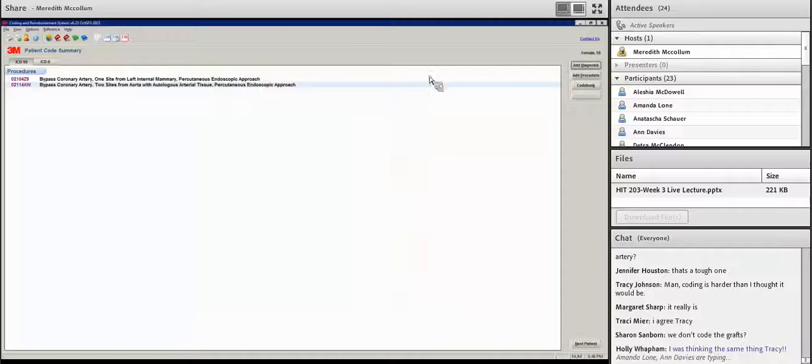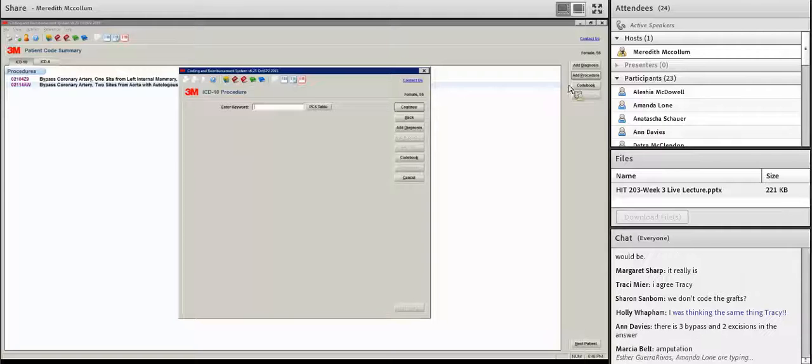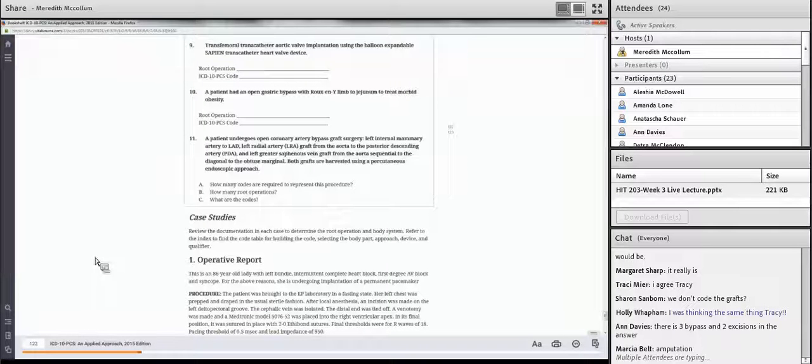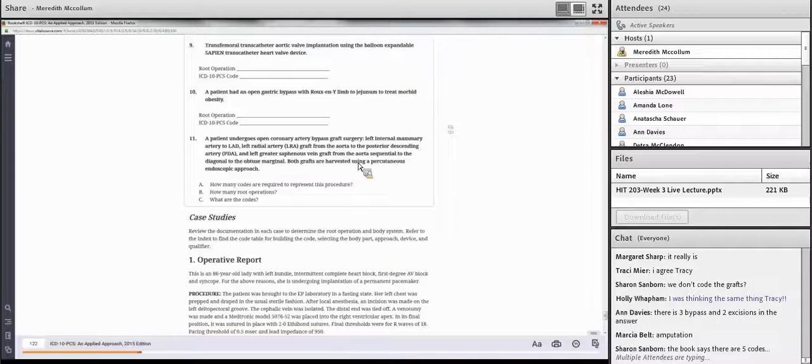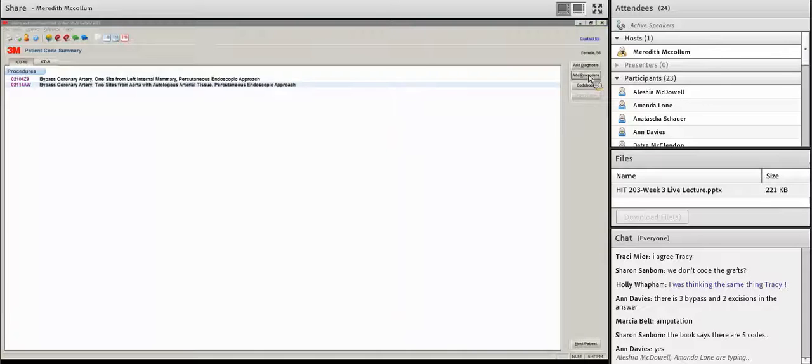Hold on. Now, there is 3 bypasses and 2 excisions in the answer. 2 excisions? Yes, I'm going to do the amputation. That's what, you're saying the answer has 2 excisions? Oh, because they did the harvesting. Yeah, it's because of the harvesting. I didn't even read that far.